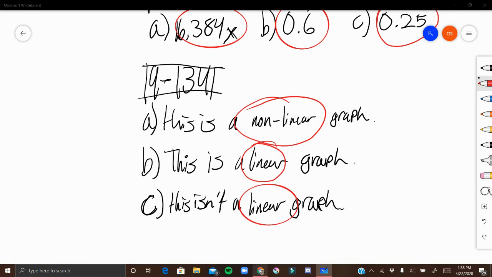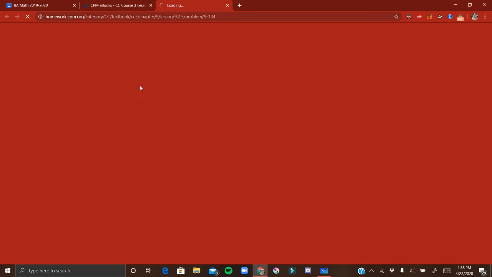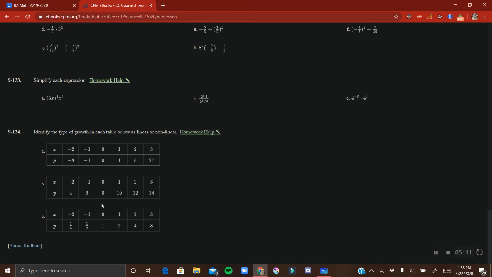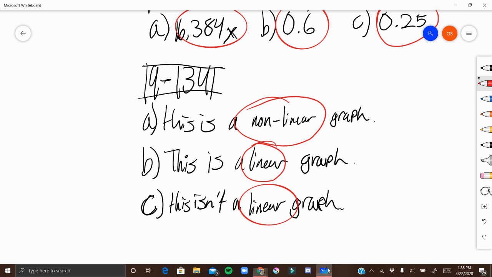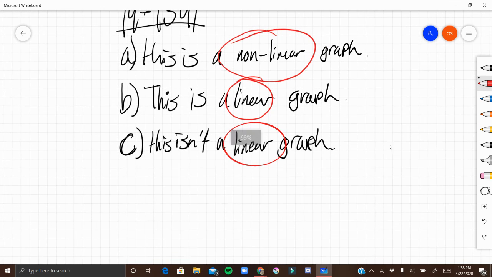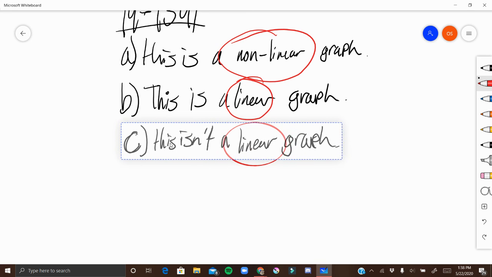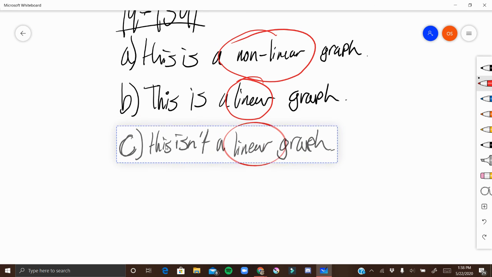And then for the last one, it's the growth in each table. You can go to homework help. It'll show the answers for the first two, but for this one, you have to do it by yourself. I don't know if I got it wrong or right. You can choose if it's a linear graph or non-linear graph.